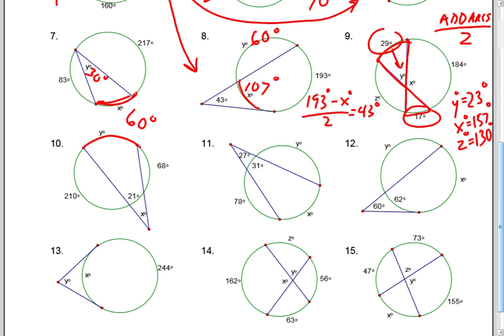I'm going to figure out the y first in number 10. I get 61. Because I know 210, I know 21, and I know 68. What we're finding is that people are ignoring this little piece for some reason when they're determining total arcs for the circle. Now that I have this and this, what do I do with them? Subtract and divide by 2. Subtract and divide by 2, that gives you 20 for x.